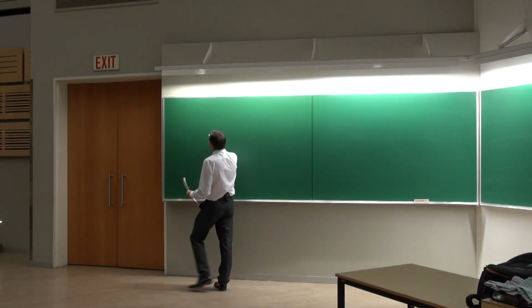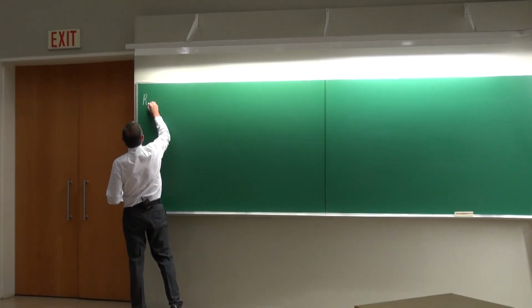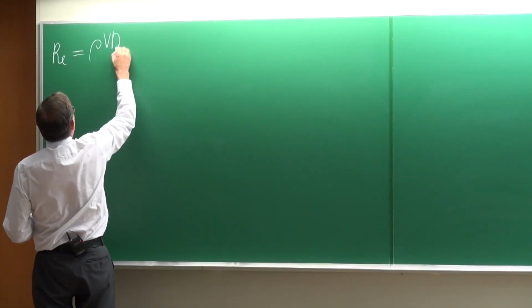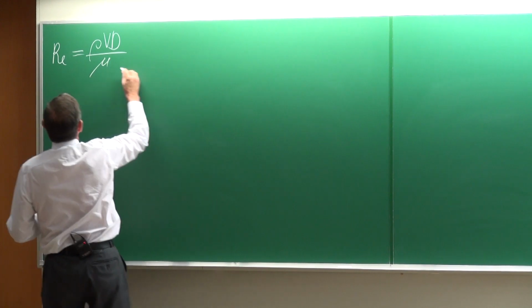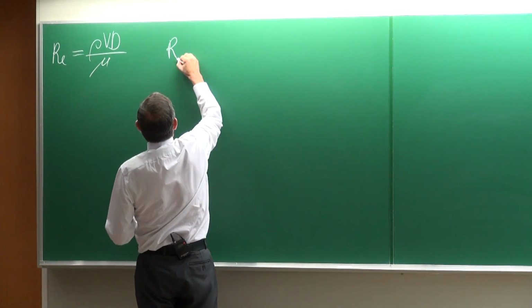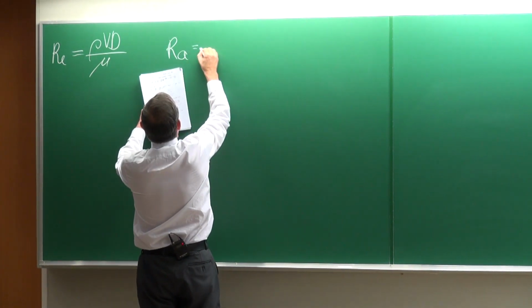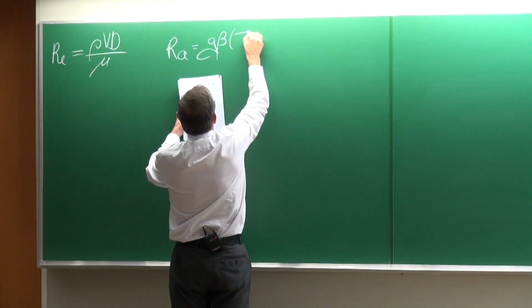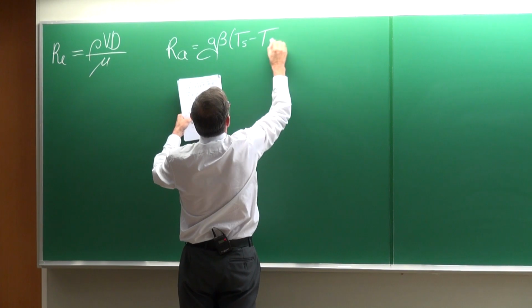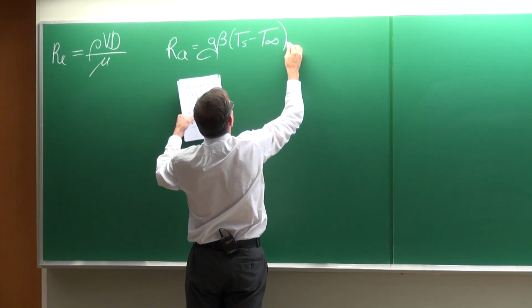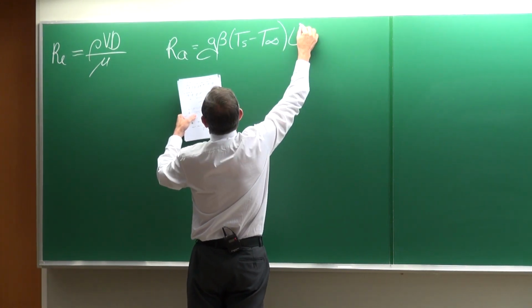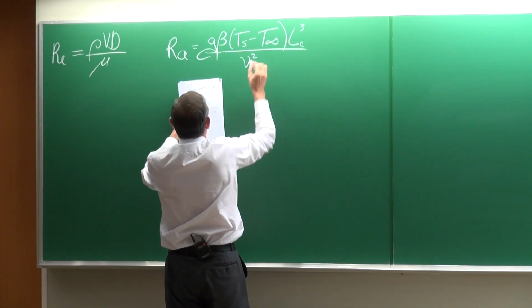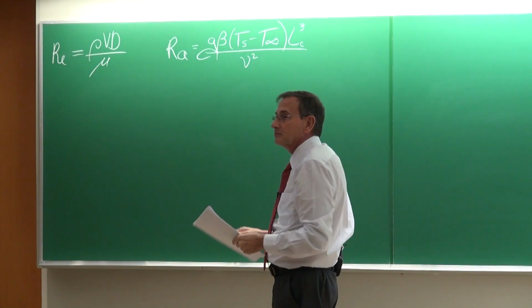But before we do that, let's just first look at the Reynolds number. So the Reynolds number is equal to rho Vd divided by the viscosity, and the Rayleigh number is equal to g multiplied by beta, temperature of the surface minus the free stream temperature, the characteristic length to the third, divided by the kinematic viscosity squared.